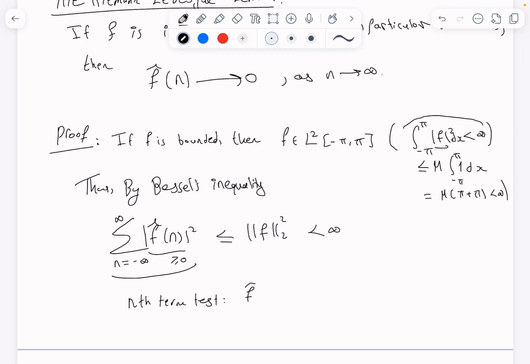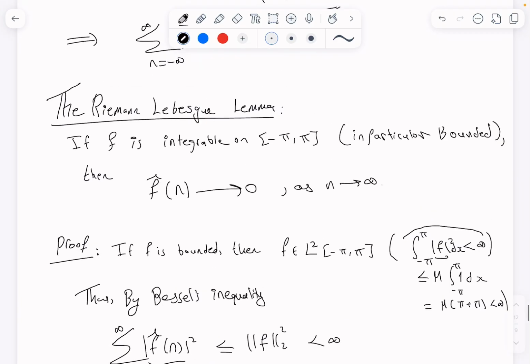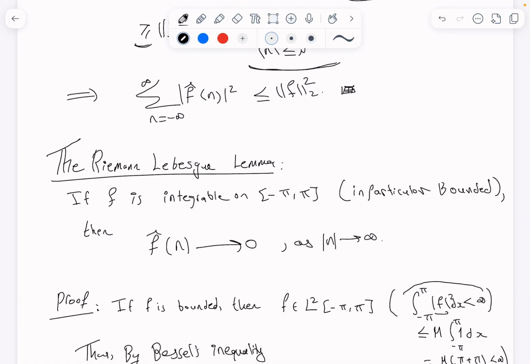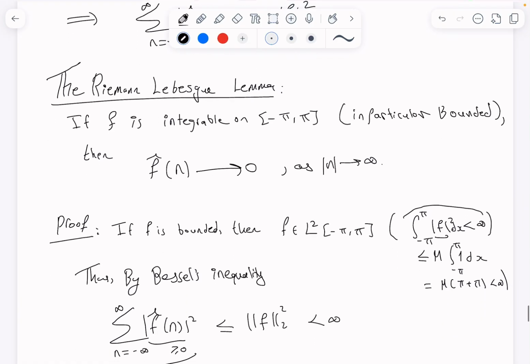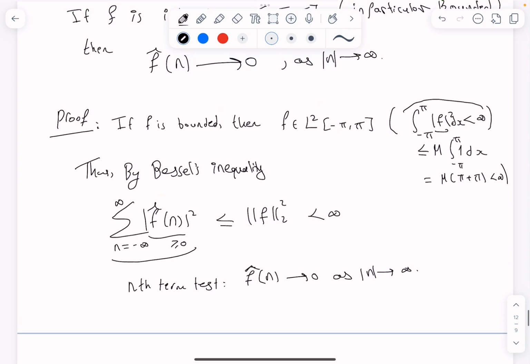the nth coefficient must go to 0 as n tends to infinity in absolute value. We could have put absolute value here, since it could otherwise go to plus or minus infinity. Okay, so this finishes the proof of the Riemann Lebesgue Lemma.